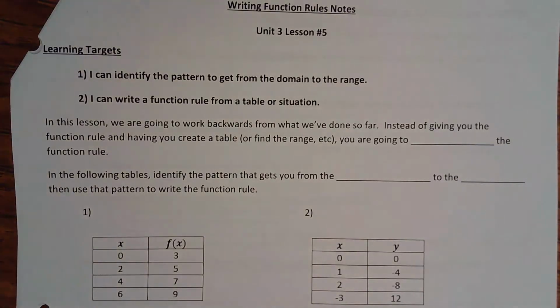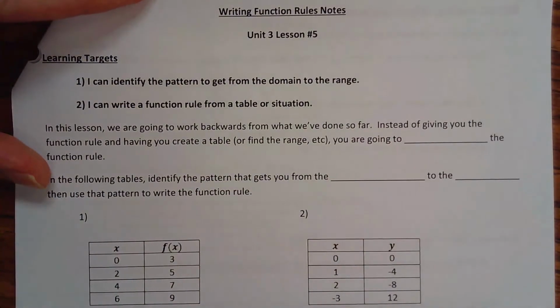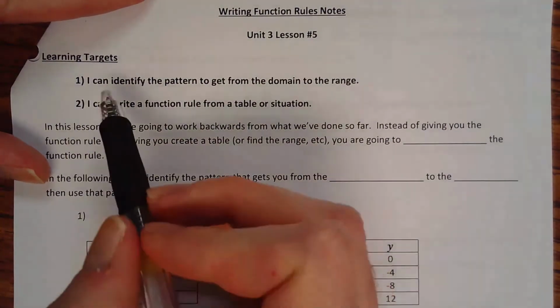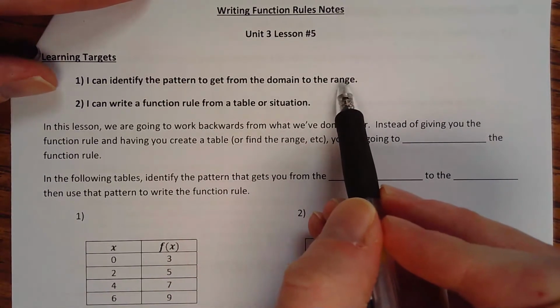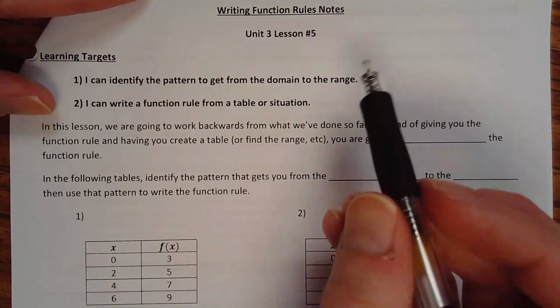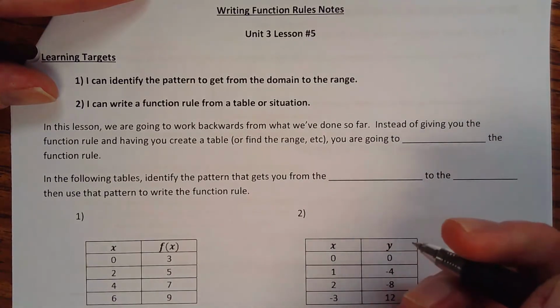All right, this is the last lesson of the unit, Unit 3. So we're wrapping it up here. The learning targets here: I can identify the pattern to get from the domain to the range, and I can write a function rule from the table or situation. So in this lesson, we're going to work backwards from what we've been doing so far.